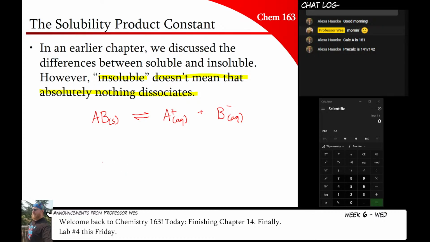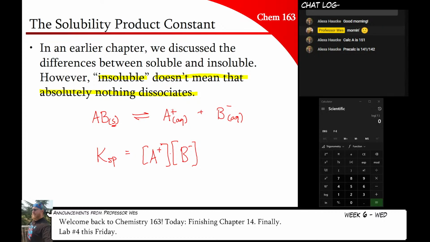And then if I was going to write an equilibrium constant for this, that would be equal to products over reactants. But you'll notice that the reactant is a solid, so we don't include it. And so that would simply be this. And the K that we use is the solubility product, because it's a product, right? We're just going to multiply the ions together. So this is called KSP, or solubility product.